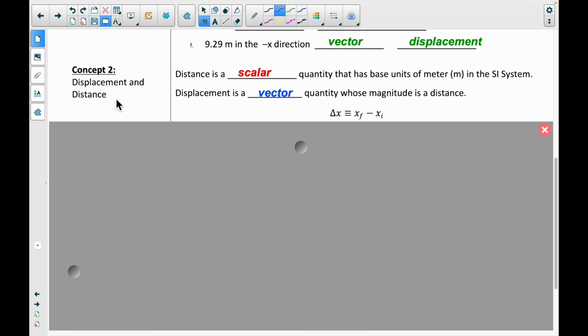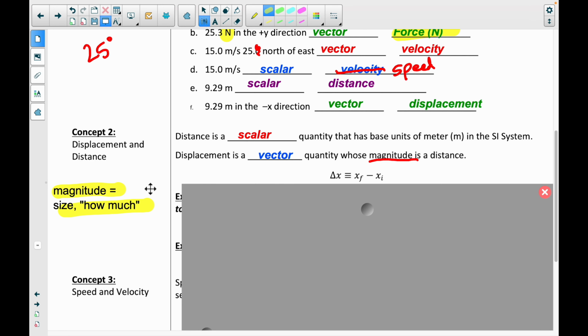Okay, concept 2, displacement and distance. We were just talking about that. What's the difference? Well, distance is a scalar quantity that has a base unit of meters in the SI system. Displacement is a vector quantity whose magnitude is distance. What do I mean by magnitude? Well, magnitude just means the size, how much. So back up here, we had some examples. 9.29 is the magnitude, but the negative x direction is the direction. So a vector has magnitude and direction, a scalar just has magnitude.